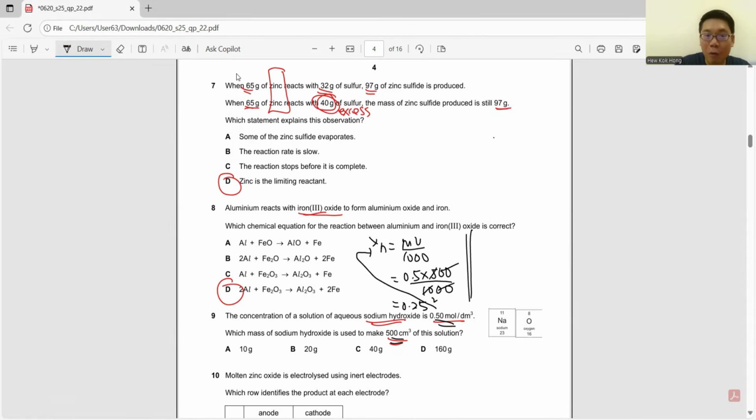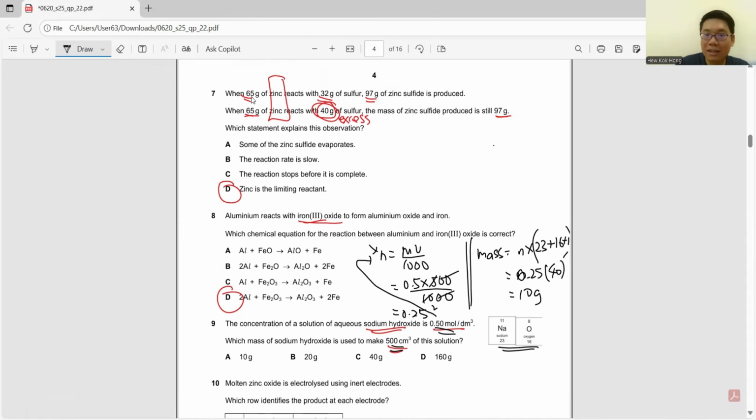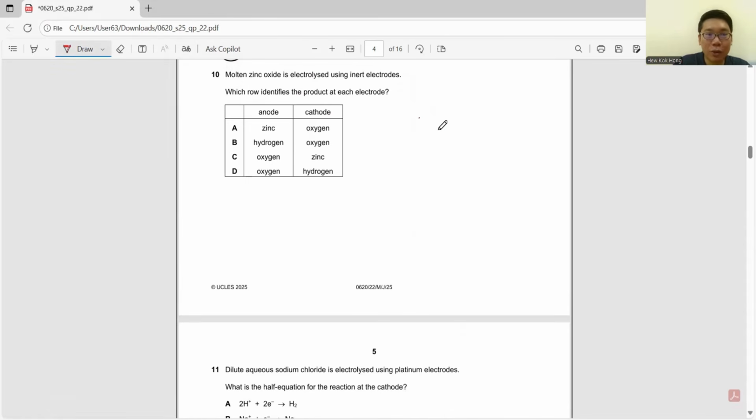So after you know the number of mole, they ask you how many grams. So we know mass equals the number of mole times the molar mass. So the molar mass for NaOH is 40. You get the answer is 10 gram. Answer is A.